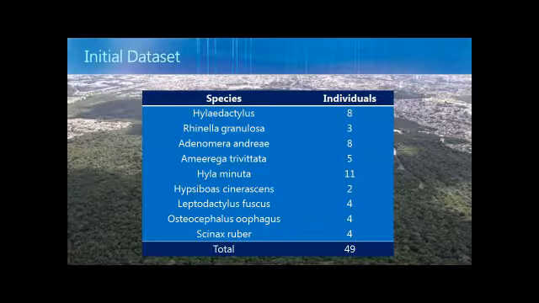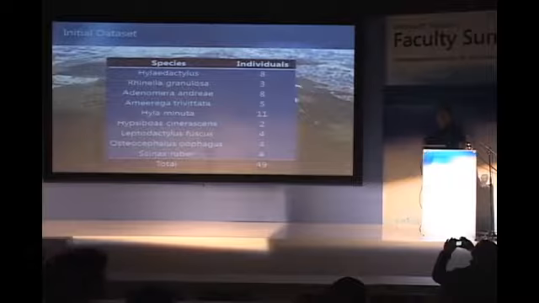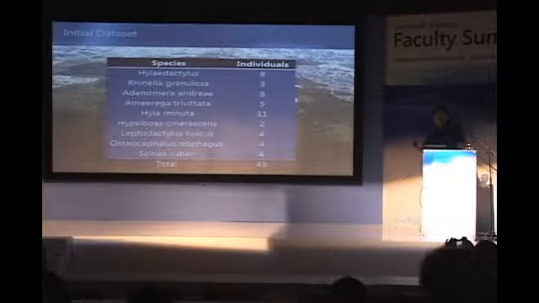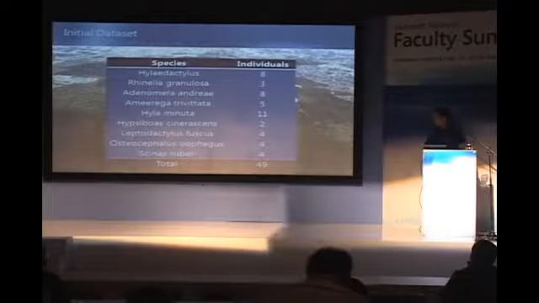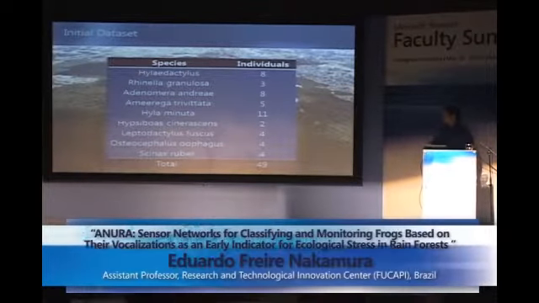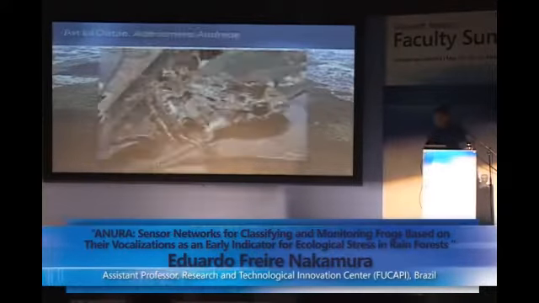We have been able to collect data from different species, 9 species that we had in the campus. They are very common, so they are good representatives for us in that region, in Amazon, and different individuals from each species. As you can see, the Gila minuta is the most frequent species we have in that area.